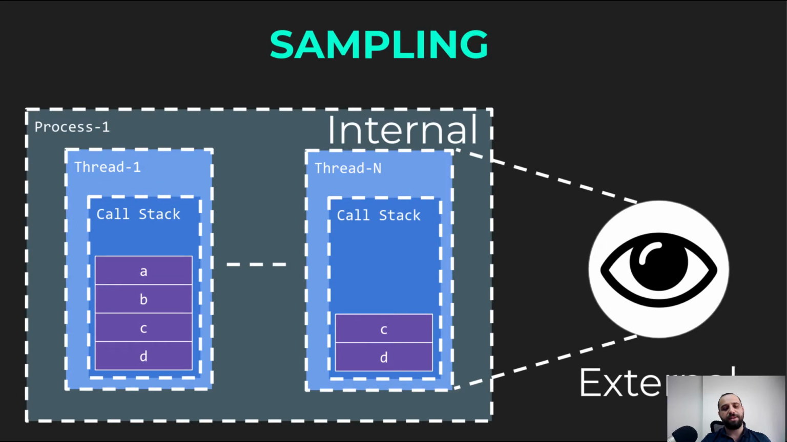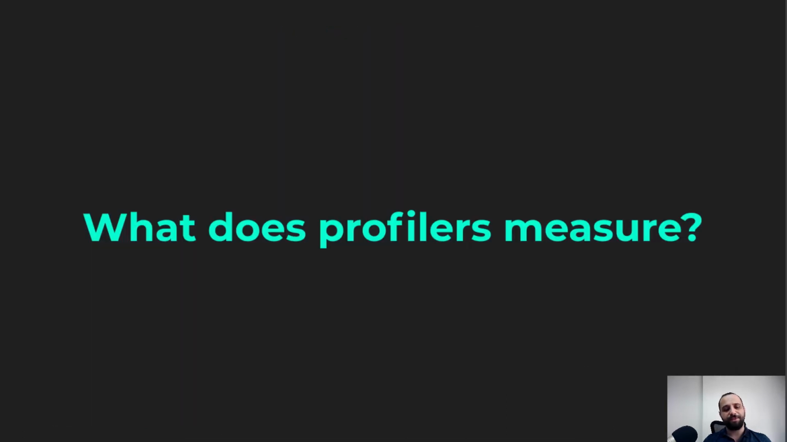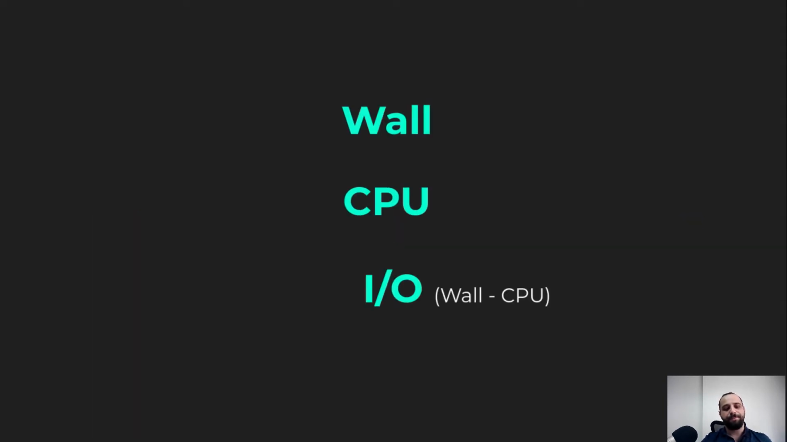Sampling profilers, on the other hand, take another approach: they sample the application at regular intervals and aggregate this information, lowering the impact of the implied overhead. Profilers definitely measure time, but when it comes to computing, there are different flavors of time. Wall time, CPU time, and I/O time. We will be walking over each one of them later in this presentation.